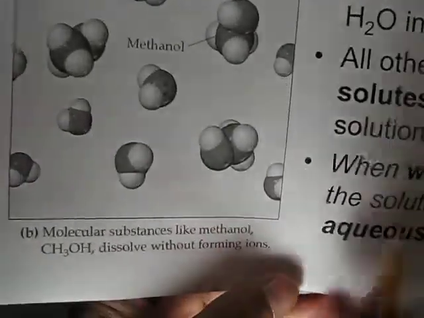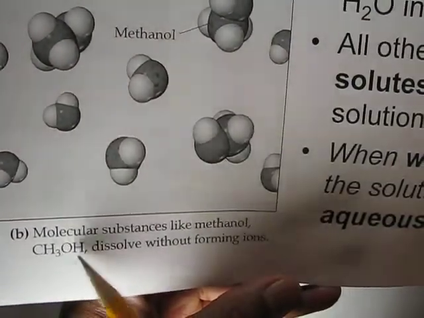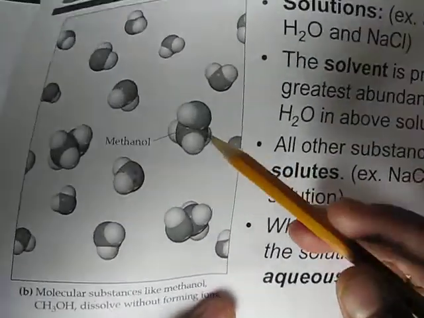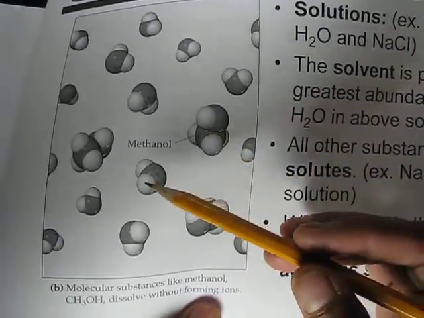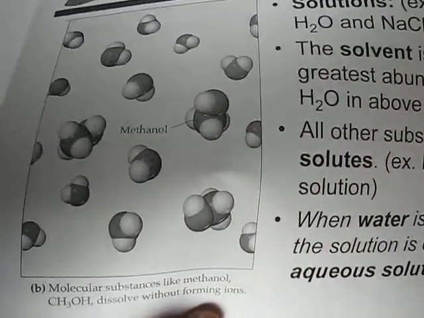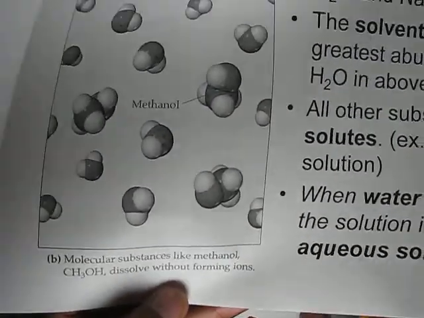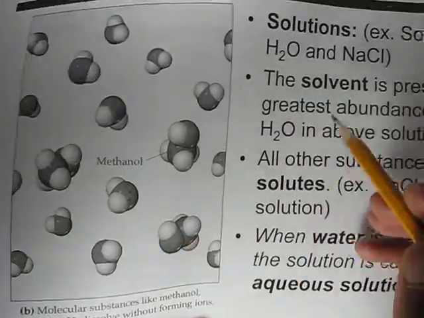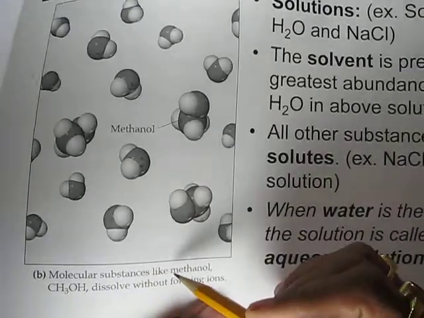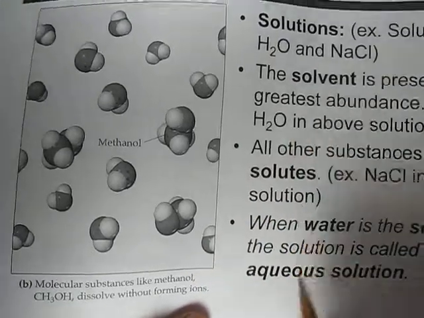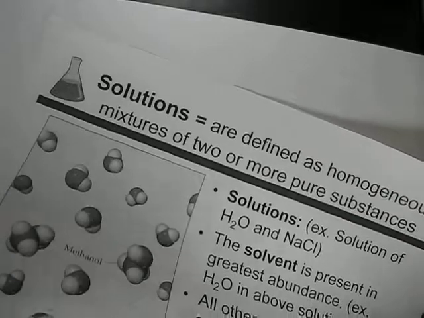In this figure, this shows a molecular substance like methanol dissolving without forming ions. This image shows the methanol, and these are the water molecules. When we dissolve methanol in water, it does not ionize. Methanol does not ionize, unlike sodium chloride, but it completely forms a homogeneous solution as well. So methanol is a molecular compound. When dissolved in water, that also forms a solution. So this is another example of a solution.